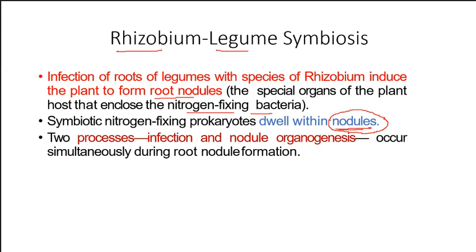Okay, so how does this process happen, how does the nodule formation occur? It is divided into two processes which occur simultaneously. One is infection and the second is nodule organogenesis. Okay, we will discuss it in detail in the next step.